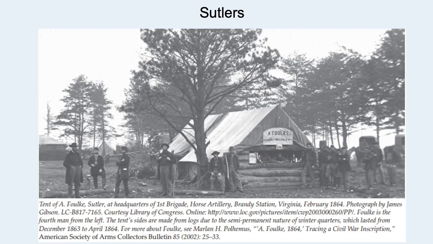Sutlers were businessmen. They operated traveling stores with the permission of the U.S. Army. They followed the army around and sold the soldiers supplies that the army didn't give them. When the army went into winter quarters, they built structures that were a little more sturdy, such as this half tent, half log cabin that Sutler A. Folk had at Brandy Station, Virginia in February 1864. Regimental officers elected a sutler, but that sutler was still a private individual, a businessman, not a federal employee.